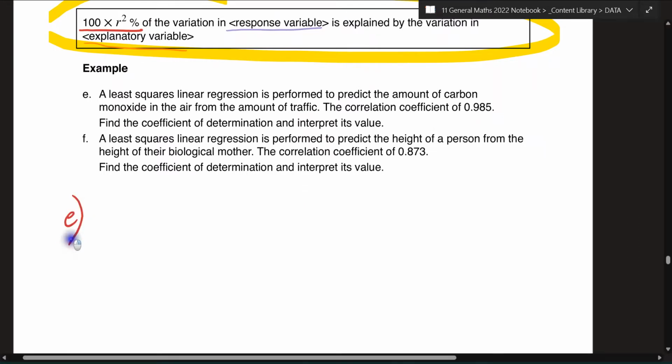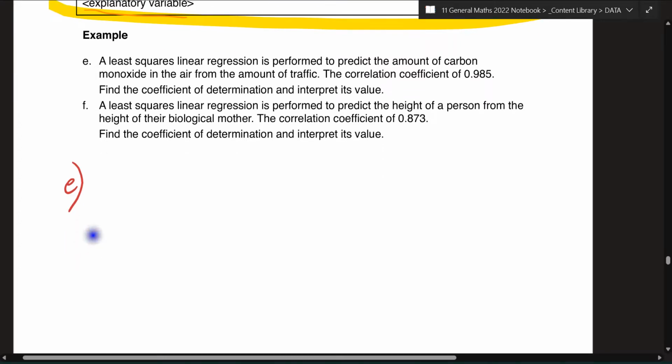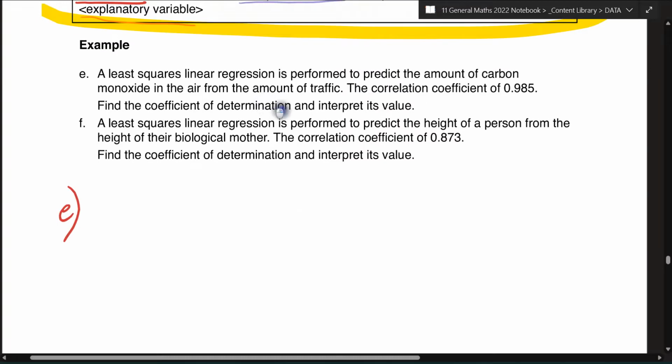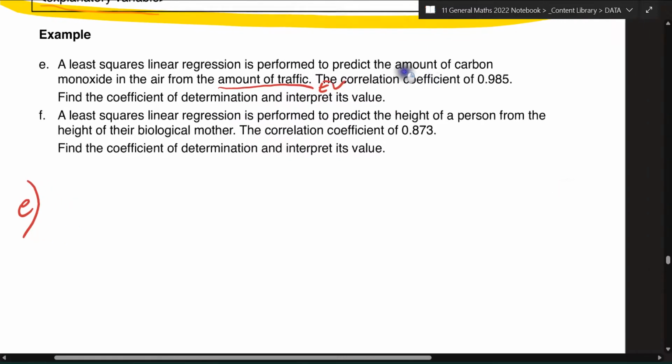Okay, a least squares regression line is performed to predict the amount of carbon monoxide in the air from the amount of traffic. So this is telling me that carbon monoxide is going to be the RV, and the amount of traffic is going to be the EV, because the EV determines how much carbon monoxide there's going to be. So let's make a point of that first. The amount of traffic is going to be EV. So make sure you understand that. And then the amount of carbon monoxide in the air is going to be your RV.